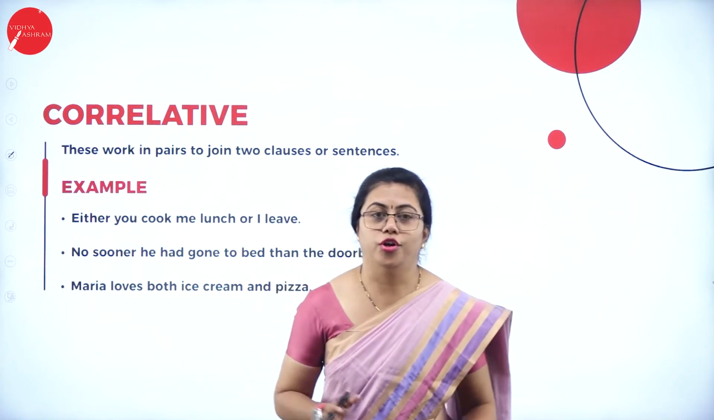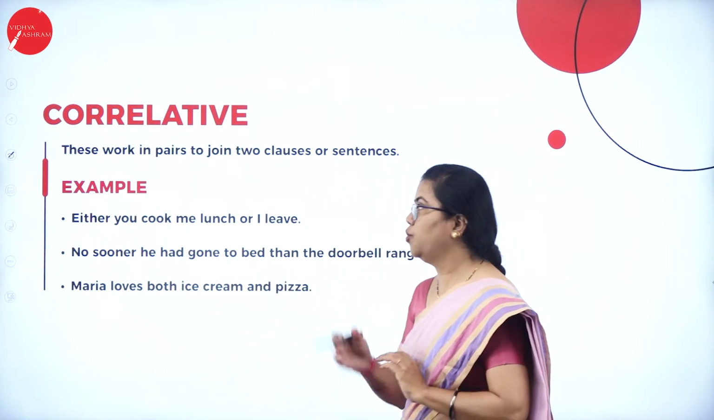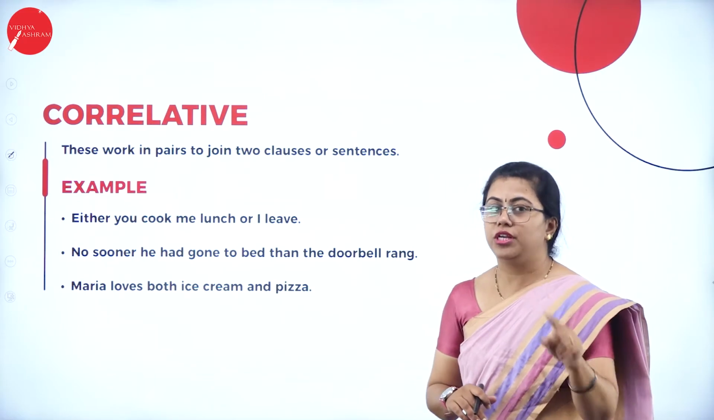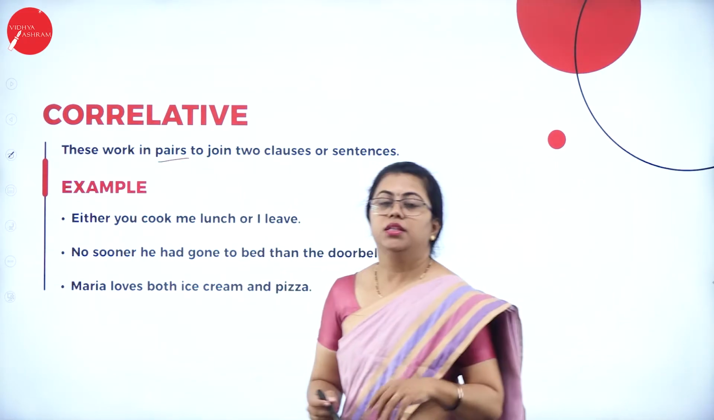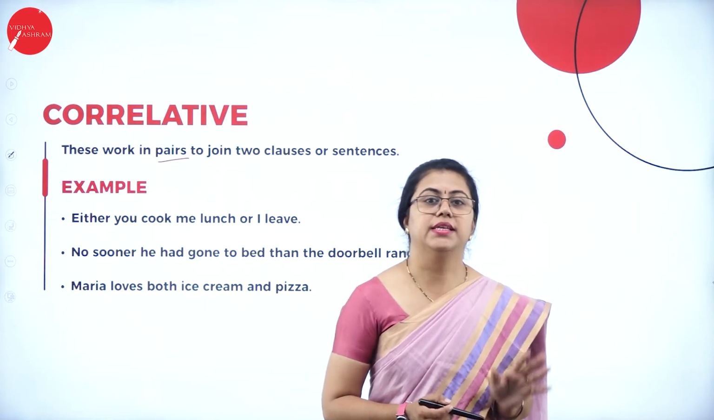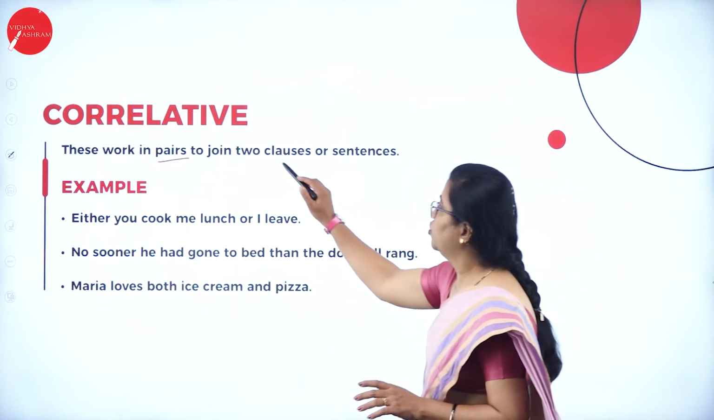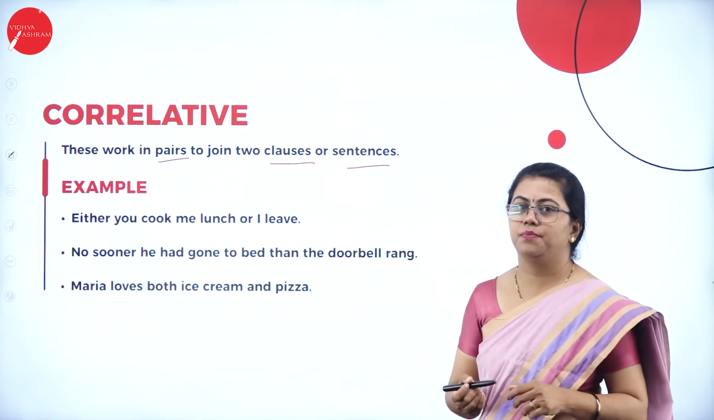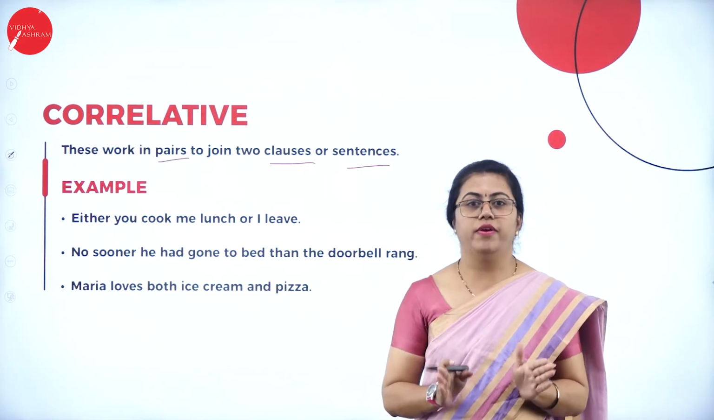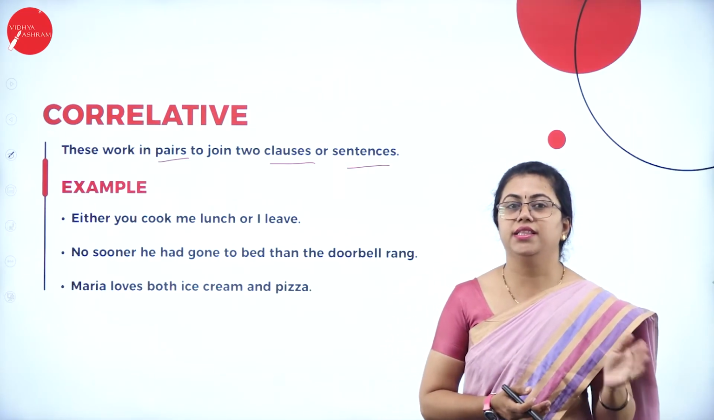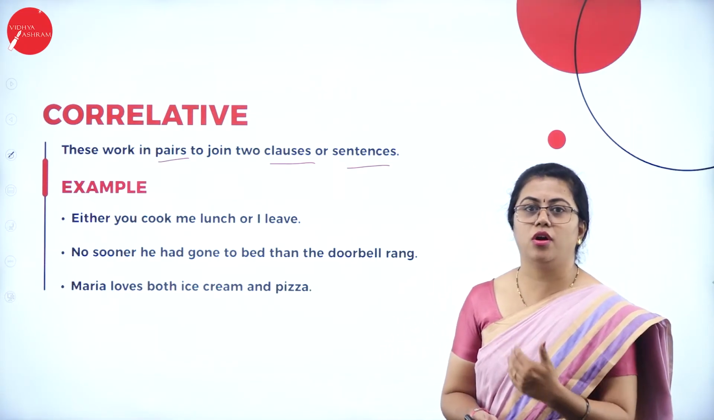Then we move on to correlative conjunctions. So what are correlative conjunctions? First thing you must note is that they are always used in pairs. These join two clauses or sentences. Two independent clauses only it will be joining, but it is always used in pairs only, like neither nor, not only but also, either or, this way.